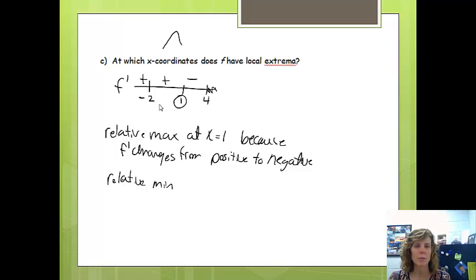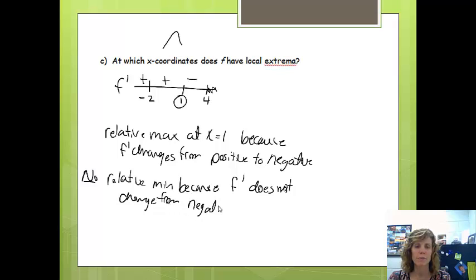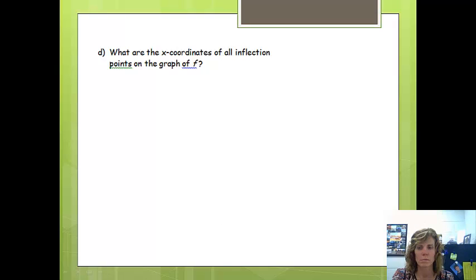Okay, and then for a relative minimum, is there a spot where f prime changes from negative to positive? No, there is not. So there are no relative minimum, and we need a justification, and that would be because f prime does not change from negative to positive. And then that's all we'd have to say.